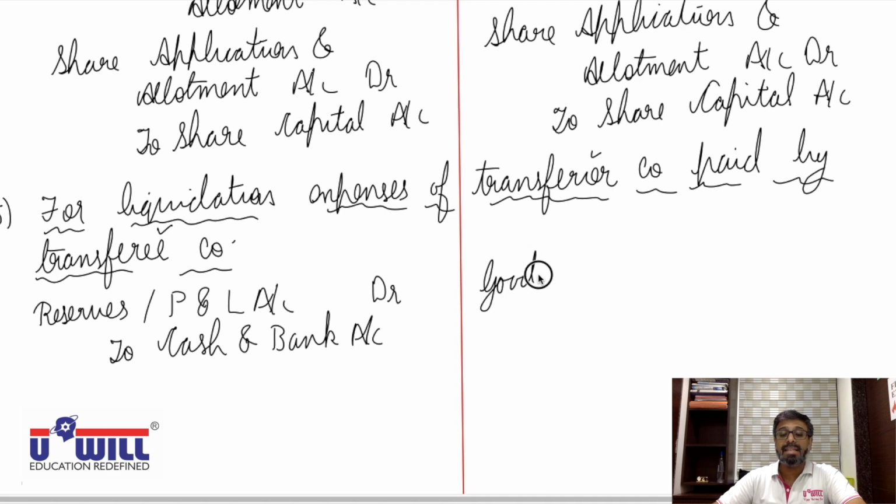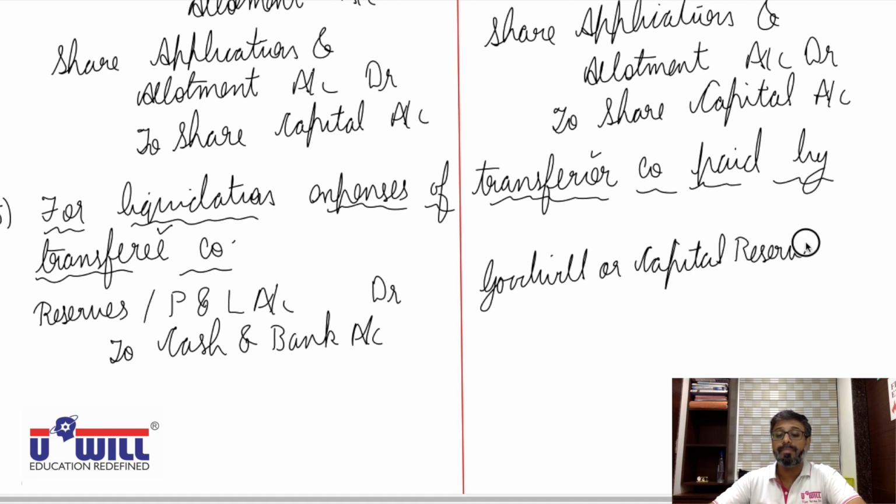If goodwill is there in the second entry, goodwill account debit. If capital reserve is there in the second entry, capital reserve account debit. To cash or bank account. Cash goes out, credit what goes out.